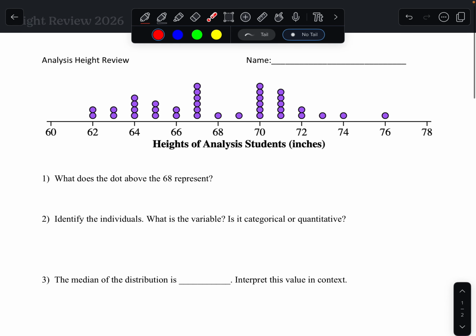Something that's helpful right off the bat, so you don't have to sit here and count: there are 37 values here in the dot plot. This is the amount of you who answered the survey, so this is all y'all's heights here. That's what the dot above the 68 represents. Just think about what the question is here: heights of analysis students. Each of these dots is a student and their height, so this one would be an analysis student who is 68 inches tall.